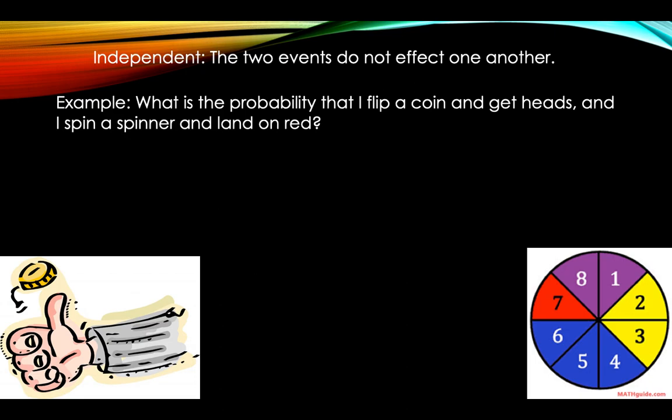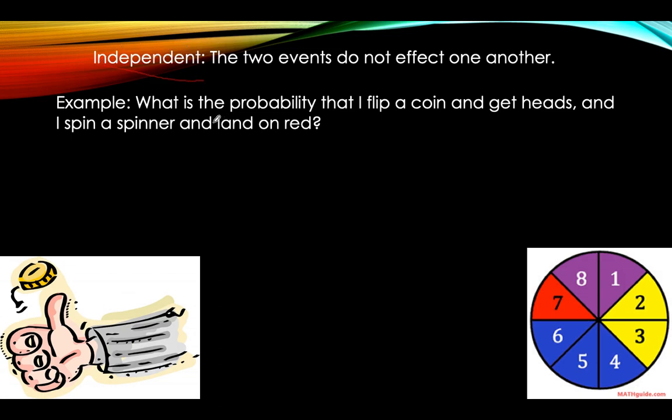So independent events are two events that do not affect one another. An example: what is the probability that I flip a coin and get heads and spin a spinner and land on red? Let's think about it. If I flip a coin, does that in any way affect me spinning the spinner this next time? It should not in any way. So we're going to call these independent events.